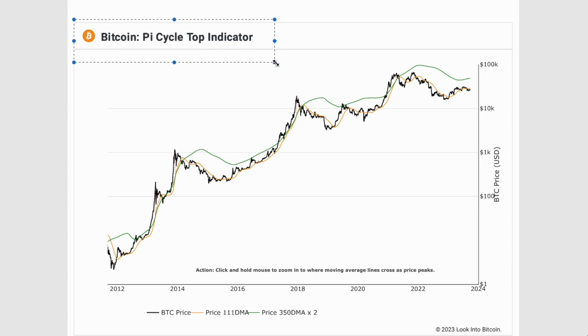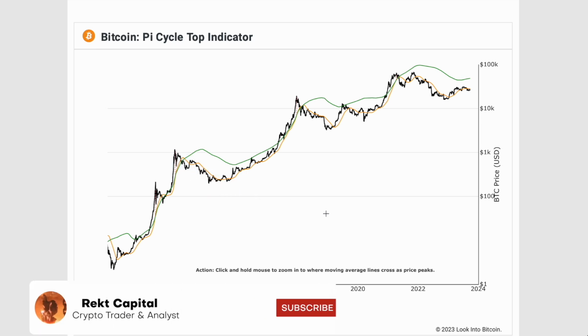In today's episode, we're going to be focusing on the Pi cycle top indicator to better understand what's going on in terms of Bitcoin's price action at around these current levels, while comparing it also to the pre-halving years. We see very similar behavior in the pre-halving years for Bitcoin, 2019 and 2015 as well. So let's dive right into today's video.